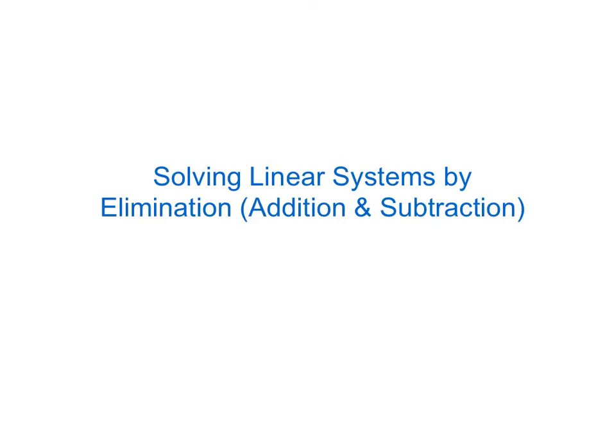Alright, here's another method for solving linear systems. It's called elimination, and we're going to use addition and subtraction to eliminate one of the variables.